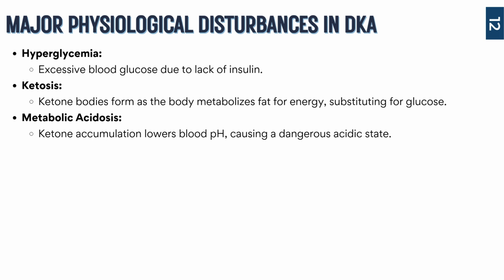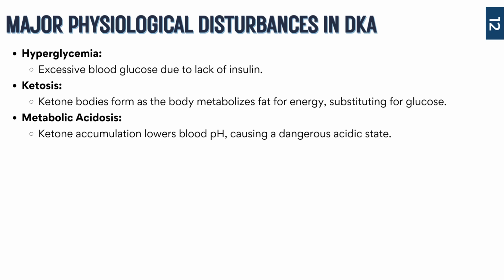So now the second disturbance is ketosis. When the body senses it's not getting enough energy from glucose, it turns to fat as an alternative fuel. As the liver breaks down the fats, it produces ketone bodies, okay? Normally, these ketones are used in small amounts as backup energy.